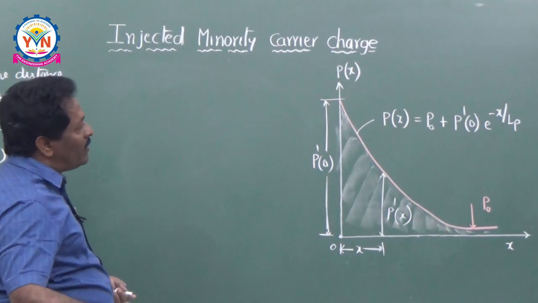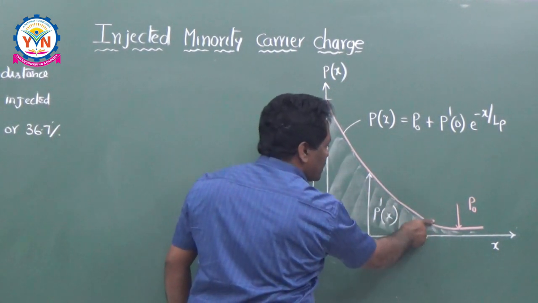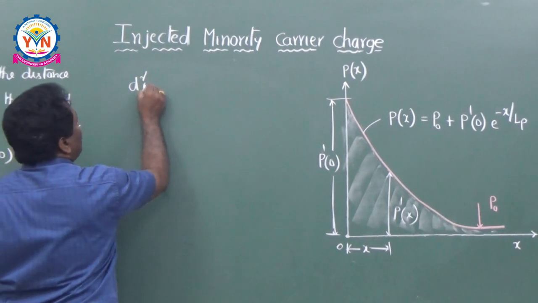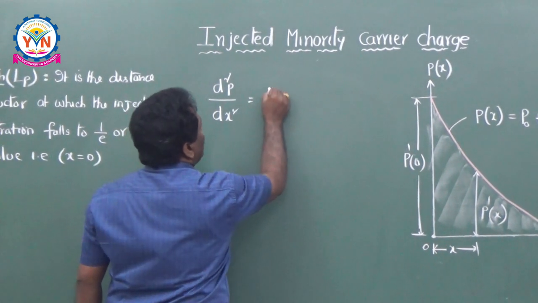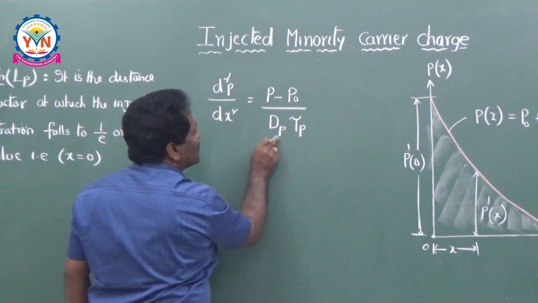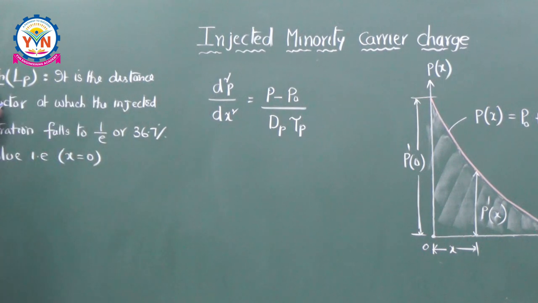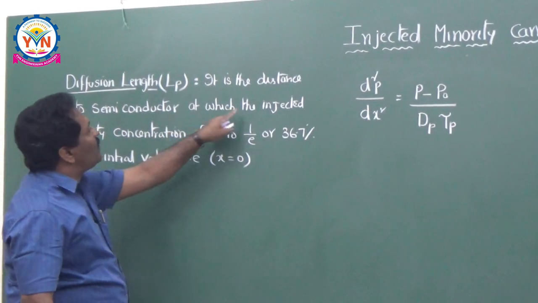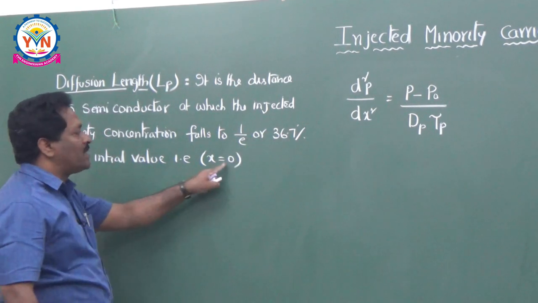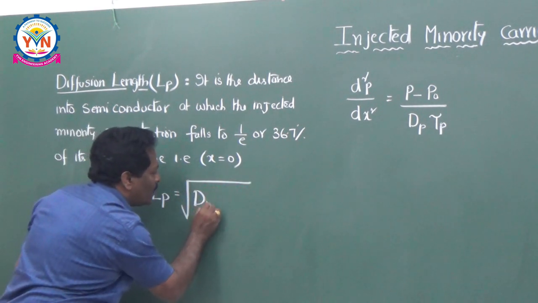Just now we have developed the second order differential equation telling about the variation of the minority carrier concentration along the semiconductor bar, that is d square p by dx square is equal to (p minus p naught) by Dp into tau p. Dp means diffusion constant for the holes, tau p means mean lifetime of the holes. As per the definition, the diffusion length Lp is the distance into a semiconductor at which the injected minority concentration falls to 1 by e, or 36.7% of its initial value at x is equal to 0. Mathematically, diffusion length Lp is equal to root of Dp into tau p.